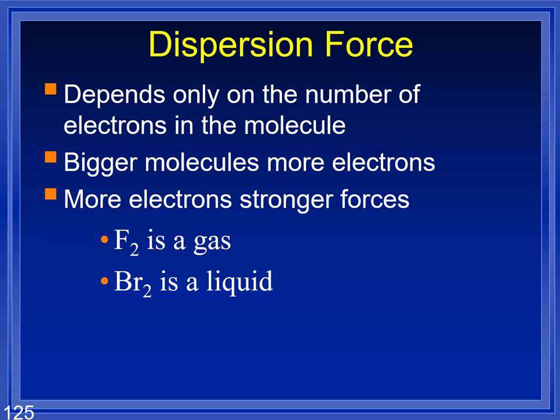Br2. Br is number 35. So in Br2, it's still nonpolar, but now it's 70 electrons, not 18. 70 electrons can move around more. 70 electrons can do dispersion forces better. 70 electrons is going to stick together better. So in this room, bromine's a liquid. It sticks together so well that it can't escape. This is at room temperature.